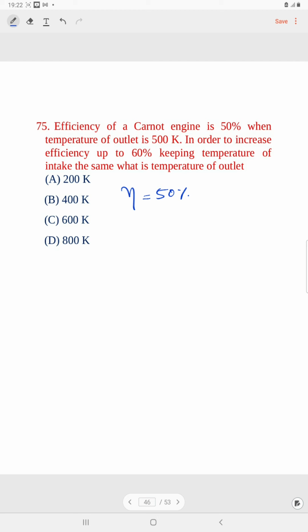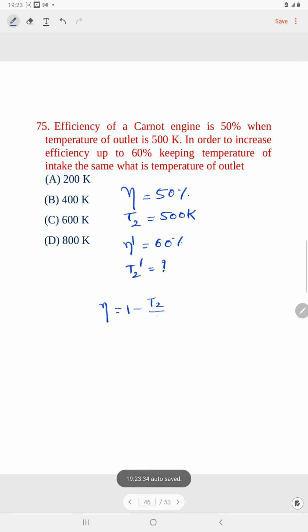First of all, students, here in the beginning they have given the outlet temperature, that is the sink temperature, 500 Kelvin. T1 is not at all given. But you keep the intake temperature the same, so T1 is the same in both cases, but still you want to increase the efficiency to 60%. Now what should be the value of T2 so that for the same source temperature the efficiency is going to increase to 60%?